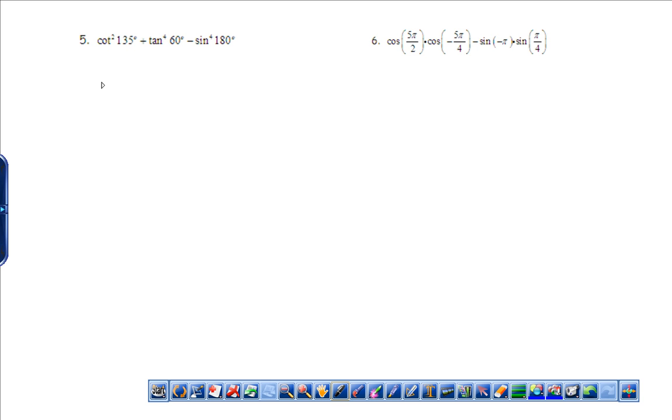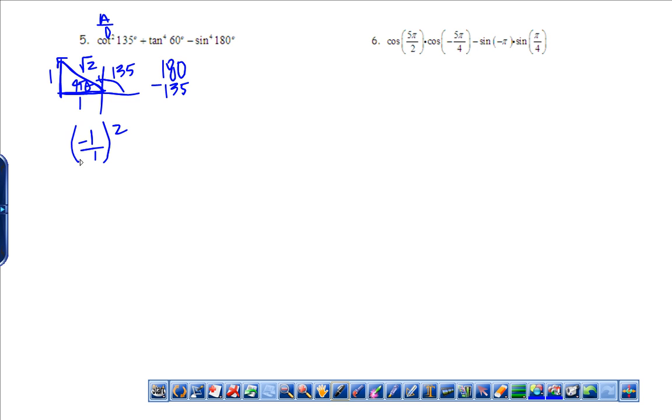Okay, my last two problems. So if you graph 135 over here, it's in quadrant 2, and I don't care about 135. Remember, that's not your reference angle. So I need my reference angle. So build your triangle. In order to get my reference angle, you're going to have to say 180 minus 135. So this would be a 45 triangle. So this is root 2, 1, and 1. So if I take cotangent, that's adjacent over opposite. So that would be 1 over 1, and this would be negative. And now I need to square it.